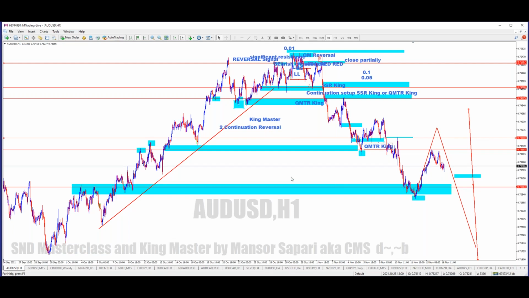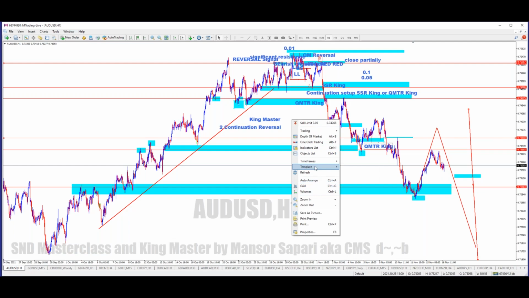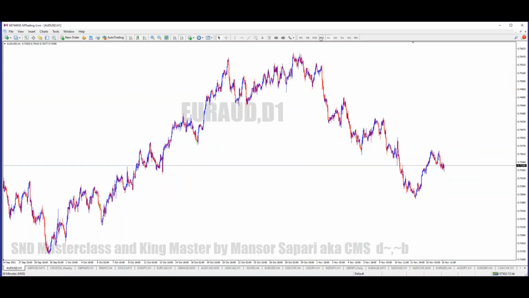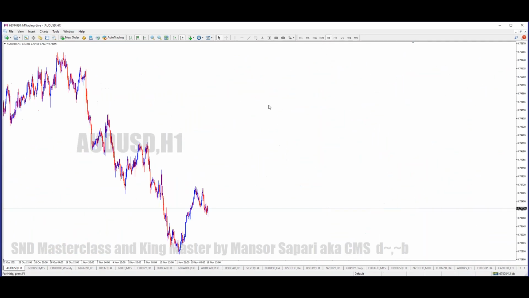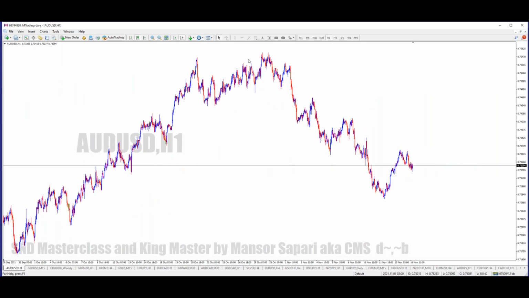Okay, when the price reaches our king and we want to enter, can we go to 1 minute and follow it so we can lower the stop loss? Okay, let's see. You want to sell at the zone, or you already found your zone. The first thing when you identify your king, you must identify it on a bigger time frame.